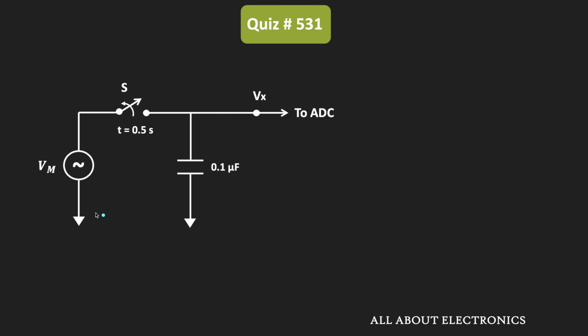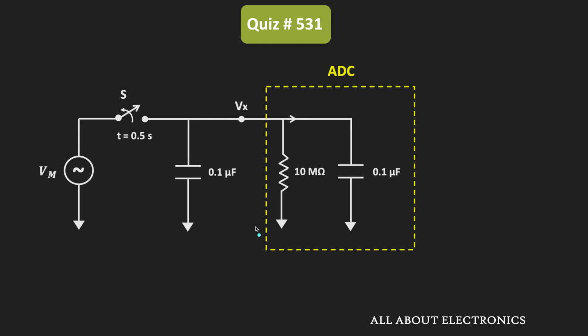Here we have been given that in this circuit, this output Vx is given to the ADC. And if we see the input impedance of this ADC, it can be represented as this 10 megohm resistor in parallel with a 0.1 microfarad capacitor. So equivalently, this is how the circuit will look.